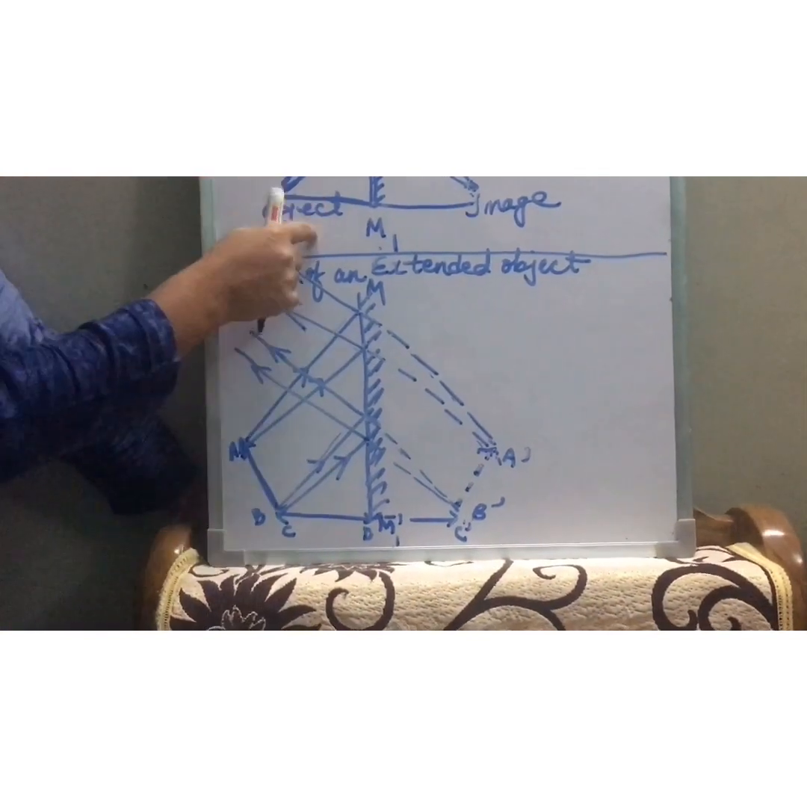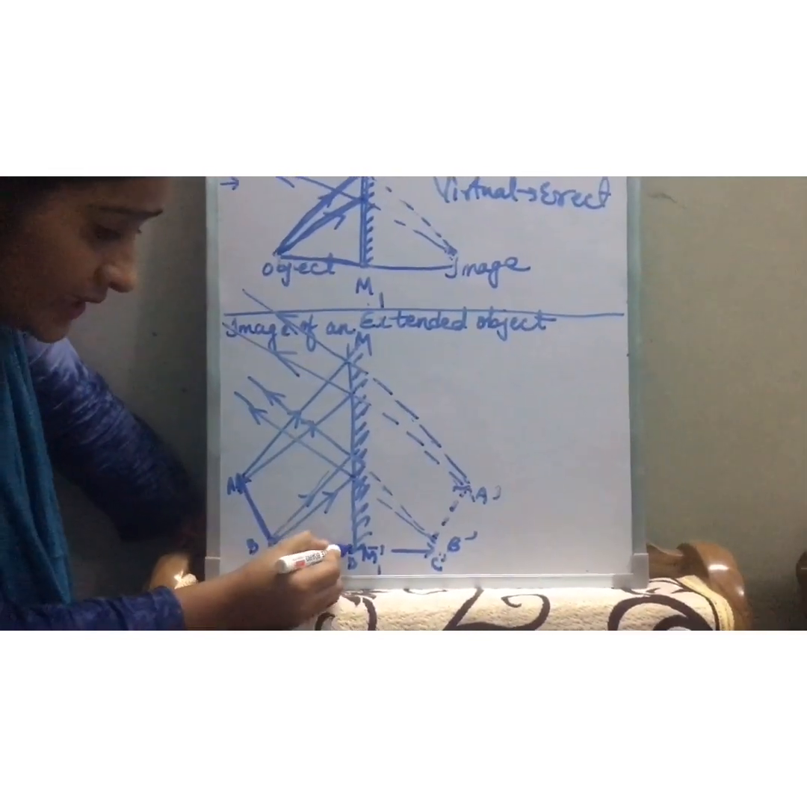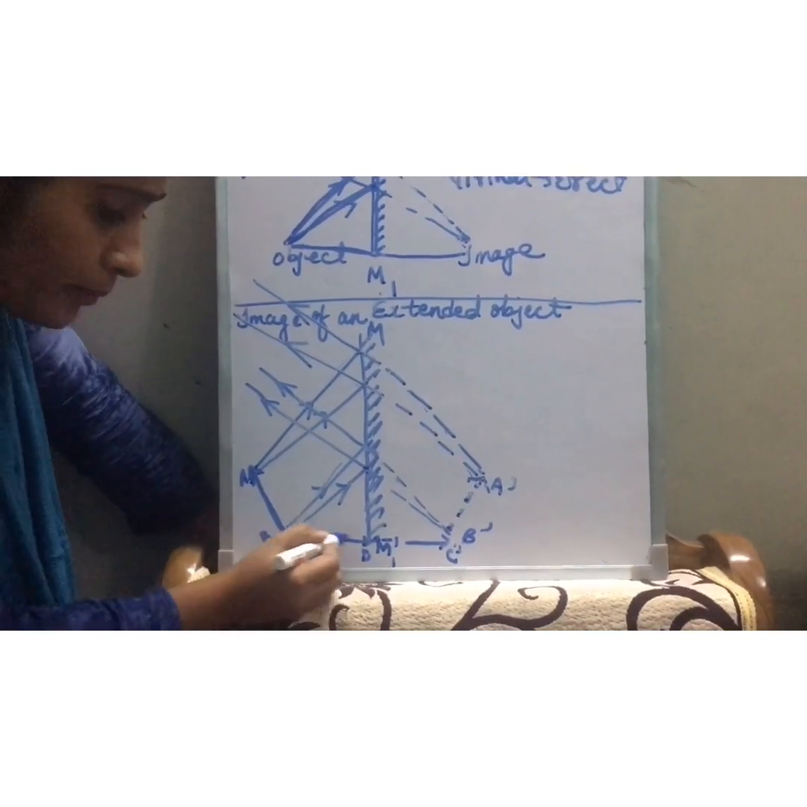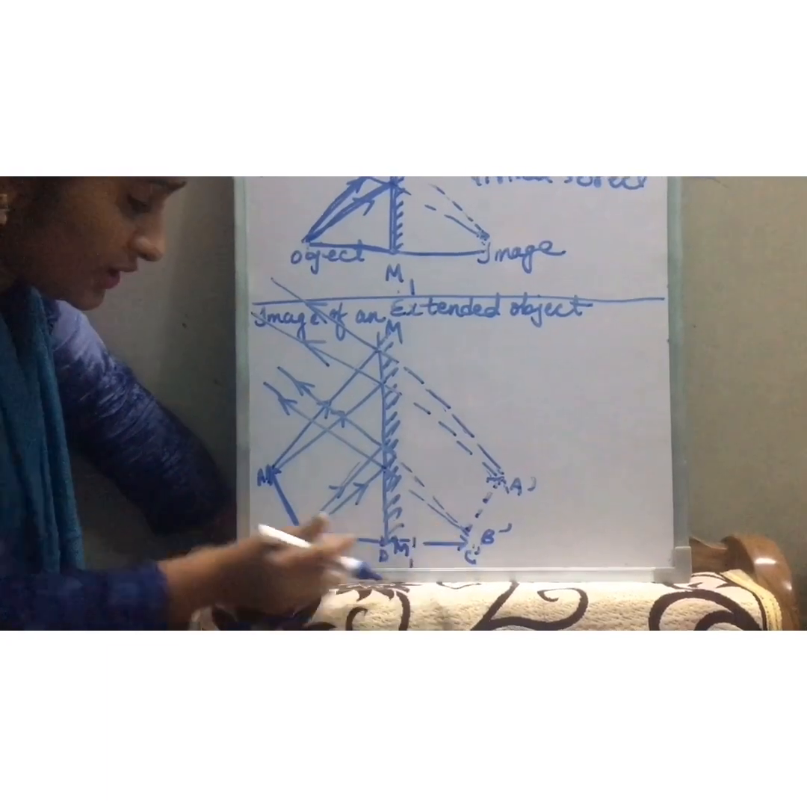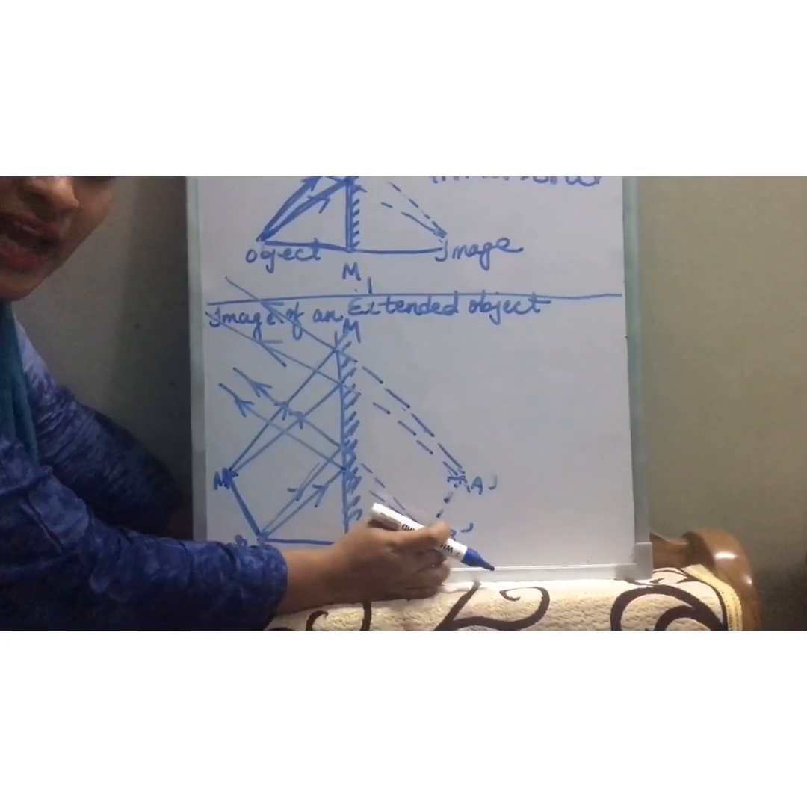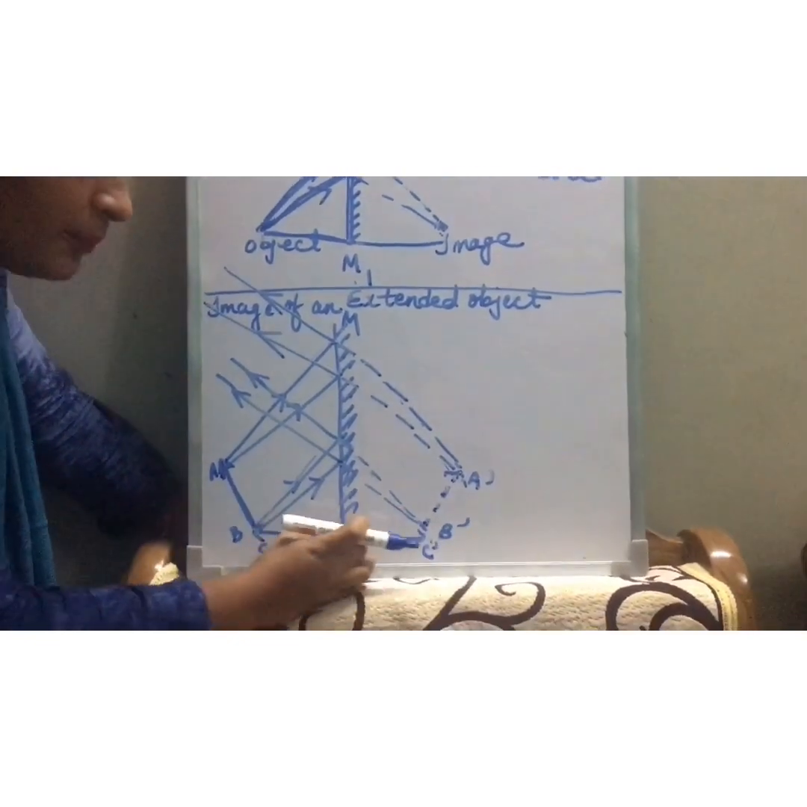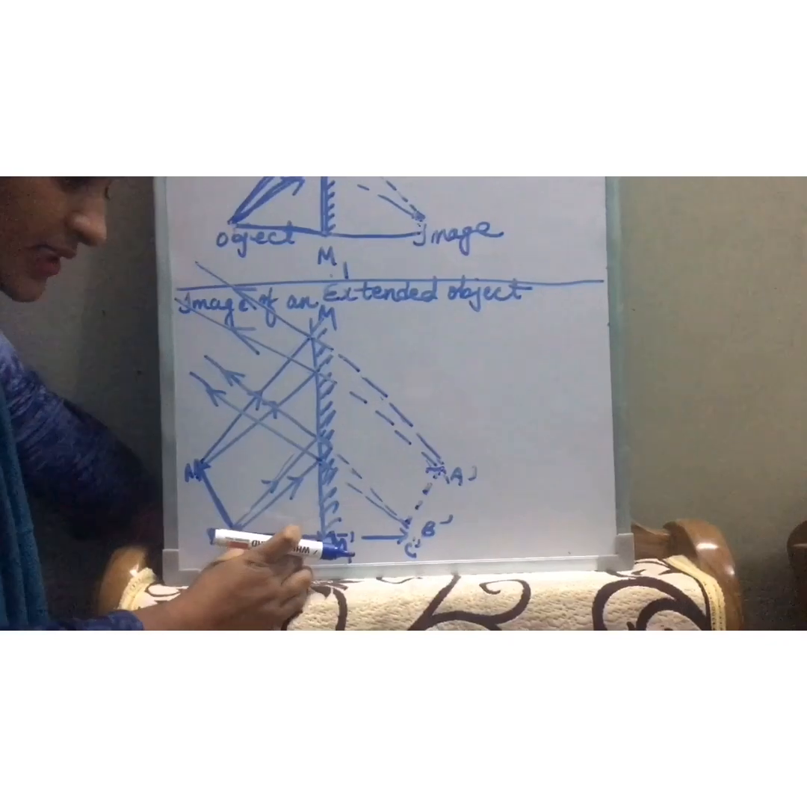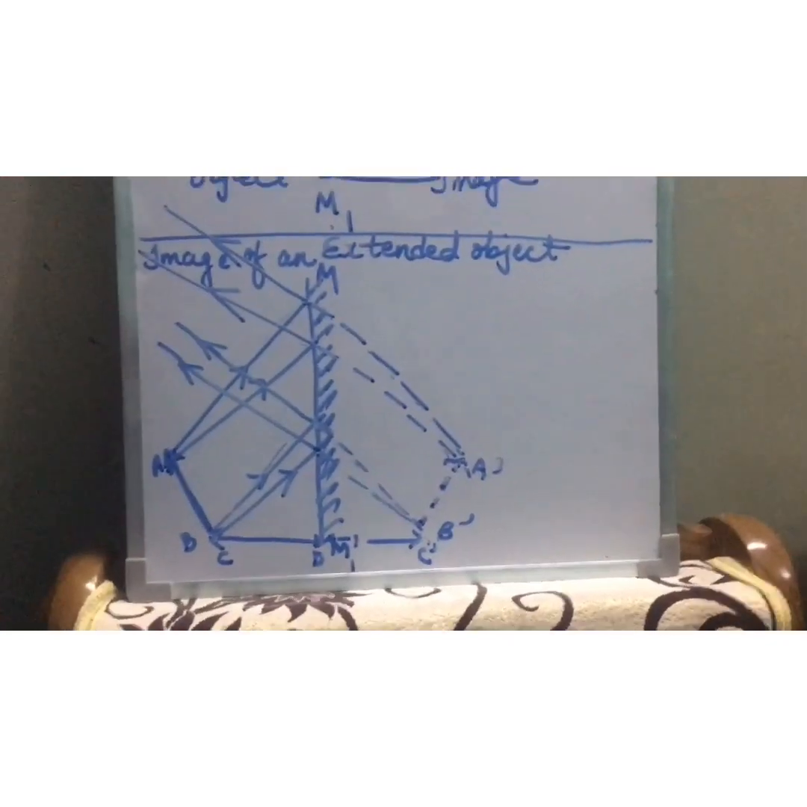Now again, this point I am explaining here. Object distance is equal to image distance. See, here also the object distance is equal to the image distance. जितने दूरी पर B खड़ा है A से मिरर से, उतनी ही दूरी पर B dash भी होगा मिरर के पीछे. Okay, the object distance is equal to the image distance. Okay, students.